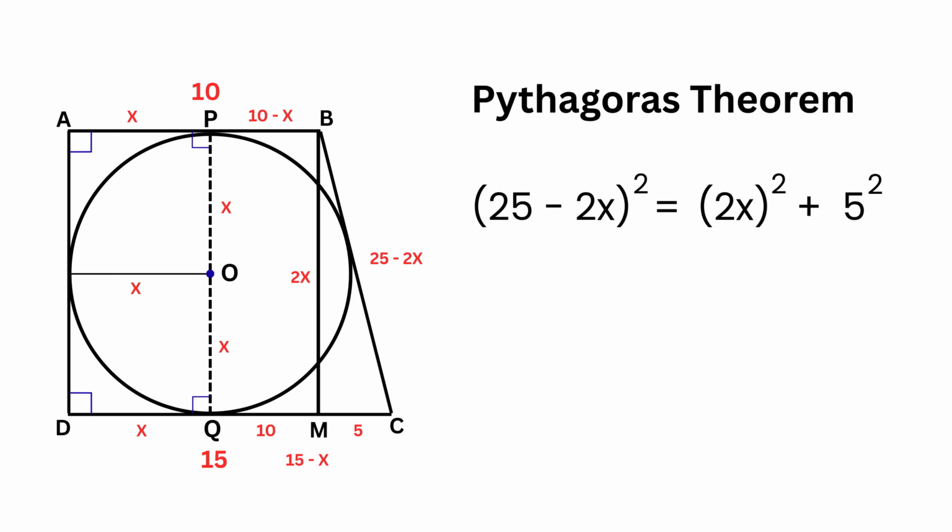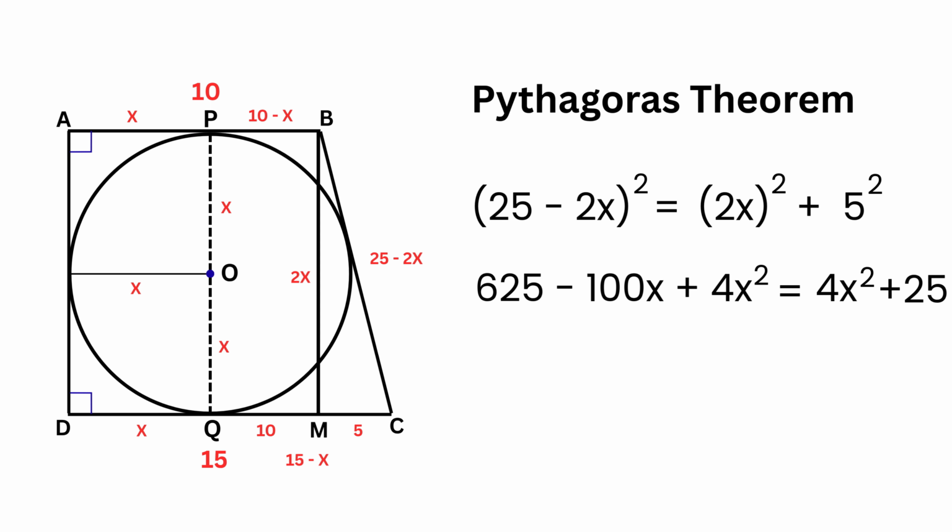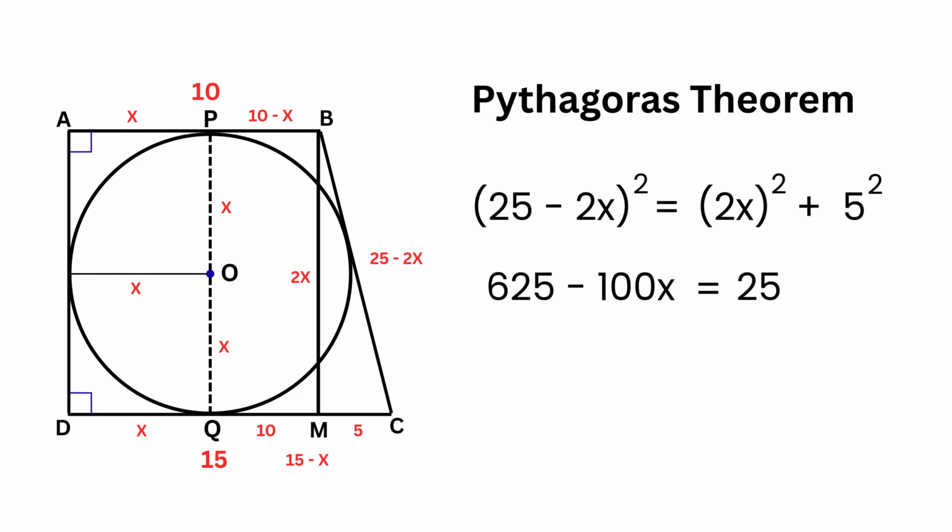Let us expand this out. The left side becomes 625 minus 100x plus 4x squared. On the right side, the quantity 2x squared becomes 4x squared, and 5 squared is 25. Oh wow! 4x squared appears on both sides, so they cancel out immediately.